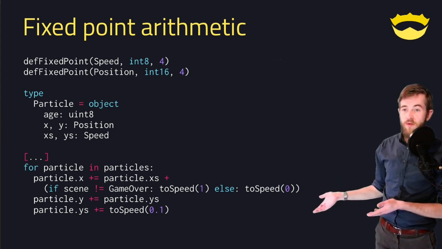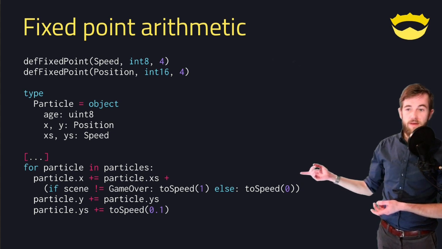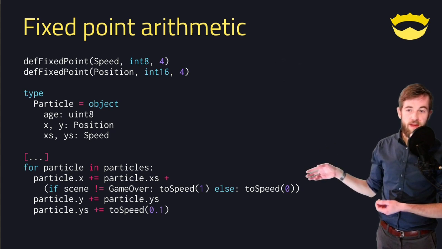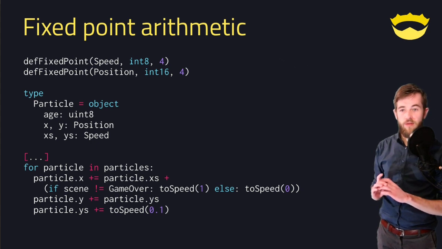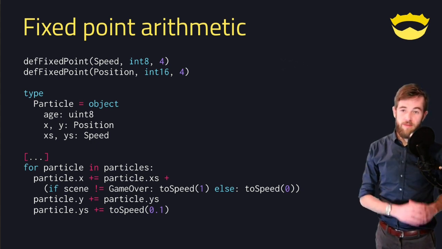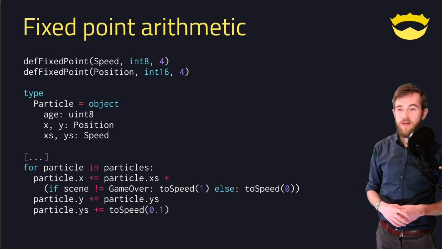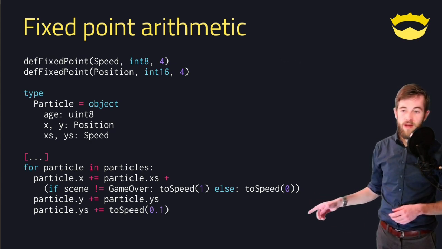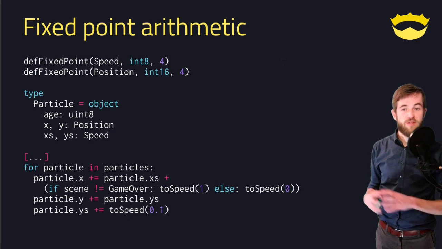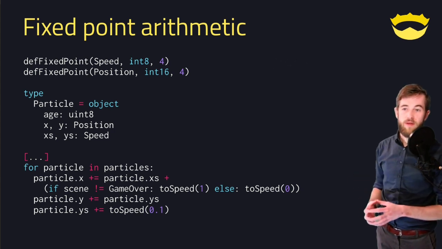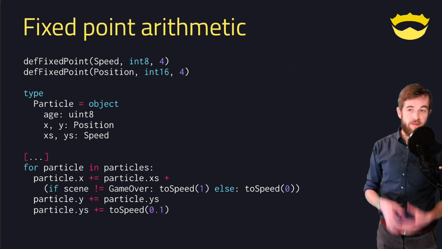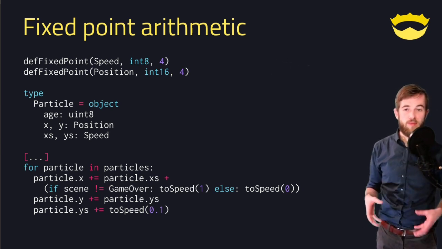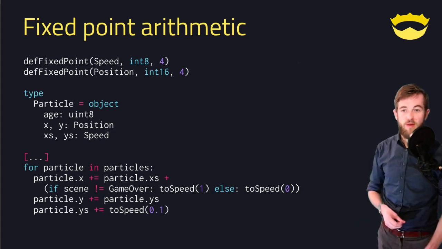And then I can just loop over them like this and add xs, the speed in the x direction, to the particle. I still have this 2-speed that converts a compile time number into a fixed point representation. So with 2-speed 0.1, that float never enters my runtime code. It is converted at compile time into a fixed point number that represents 0.1 and puts that in my code.